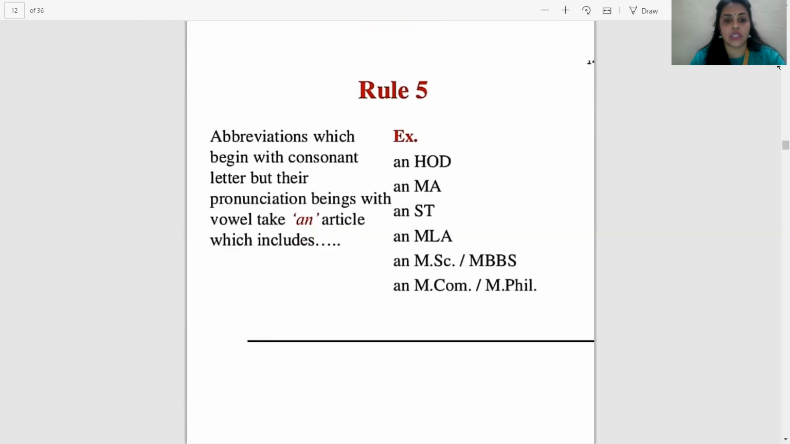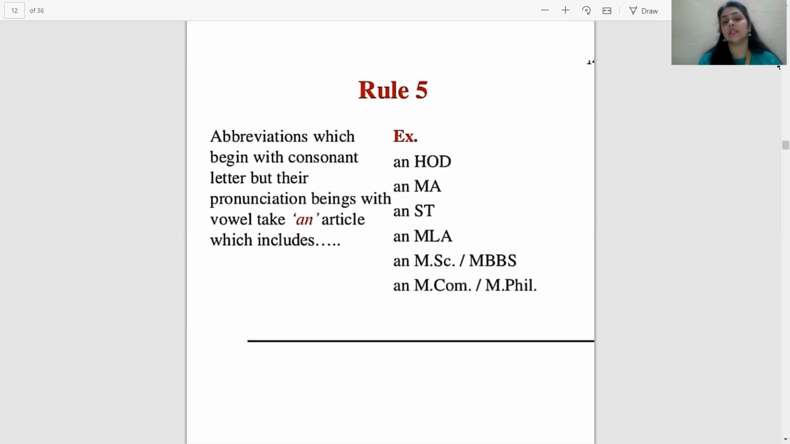Rule 5. Abbreviations which begin with consonant letters, but whose pronunciation begins with vowels, take the article an. Now here you should know what abbreviations are. Abbreviations are short forms, like for Madhya Pradesh we write MP, for Indian Institute of Technology we write IIT. Some examples are HOD, meaning head of the department, MA, Master of Arts, MLA, MSc, Master of Science. These are abbreviations.